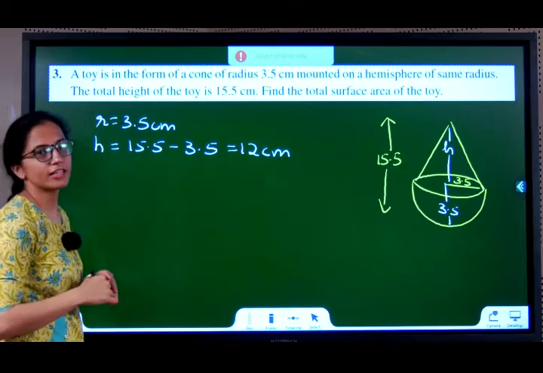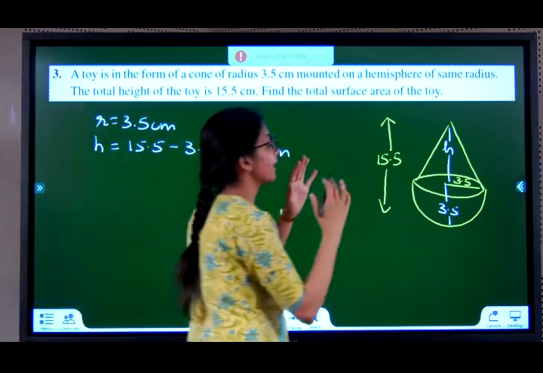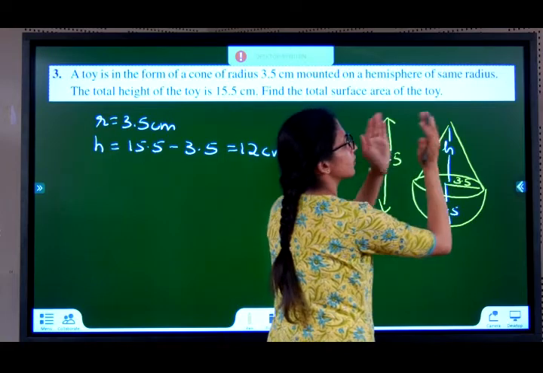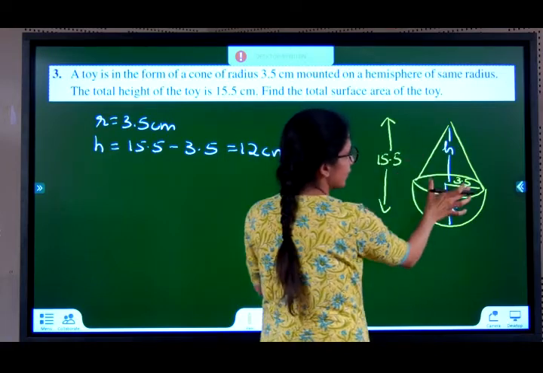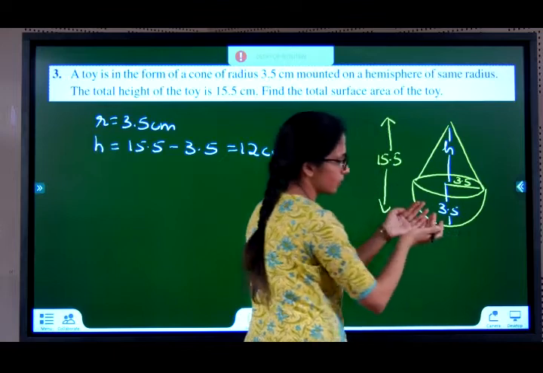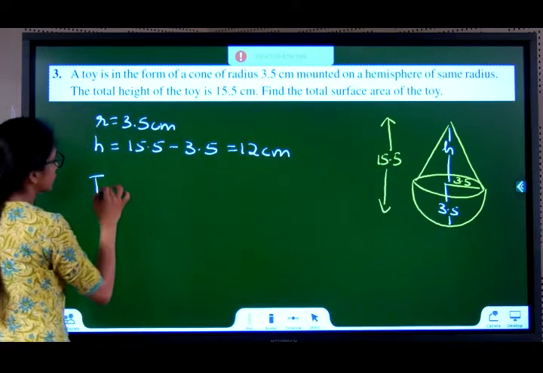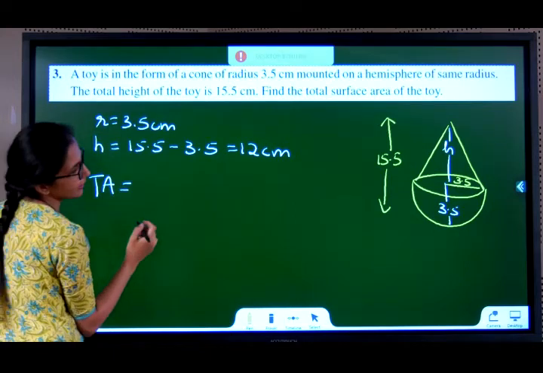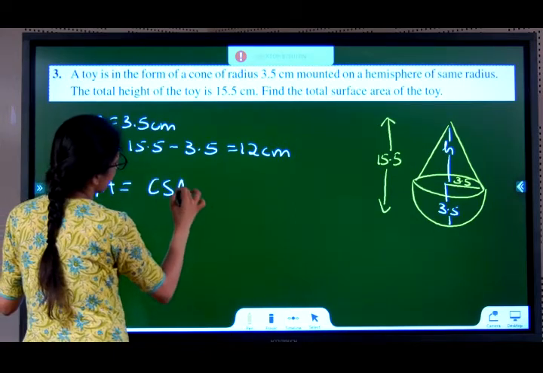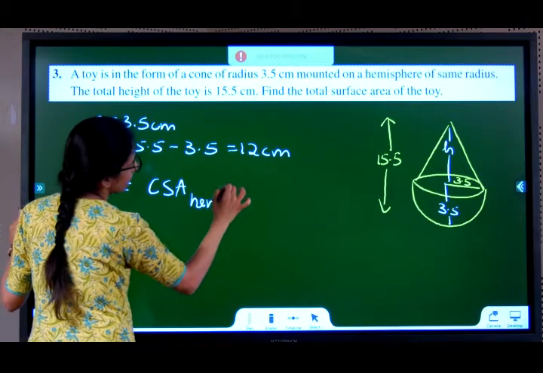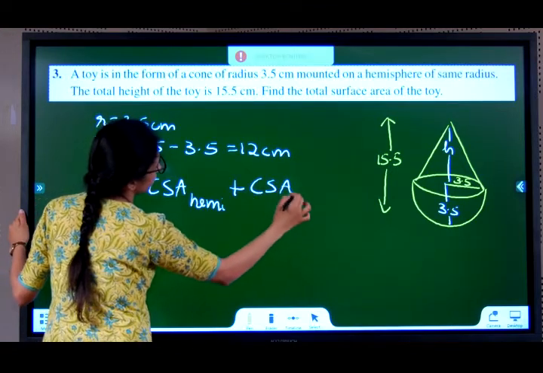Find the total surface area of the toy. If I had to paint this toy, I would paint the cone outside, the CSA. I won't paint this part, and I'll paint the bottom. So the bottom and the cone. So the total surface area of the toy is CSA of hemisphere plus CSA of cone.